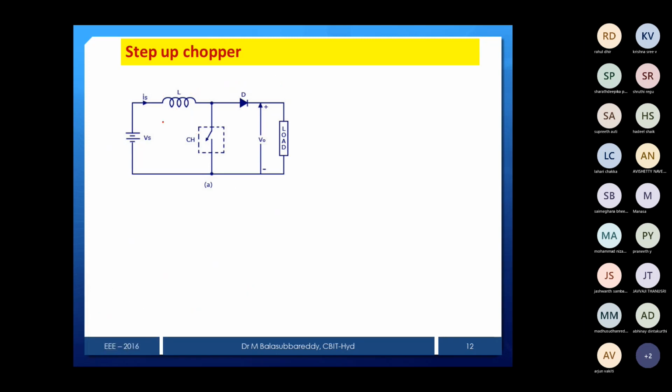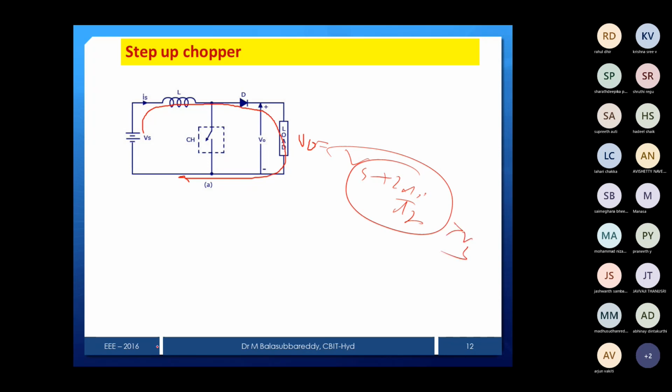So that you can also derive mathematically. Only two steps, as I told. When the chopper is on, the inductor will store energy, and when the chopper is off, the inductor will release that energy through the source and the diode to the load. When the chopper is in the off state, the source side voltage is more than the load side voltage, so that will be connected to the load. In that case, the output is equal to Vs plus L di by dt, which is more than the source voltage. That is the reason it is a step up chopper.